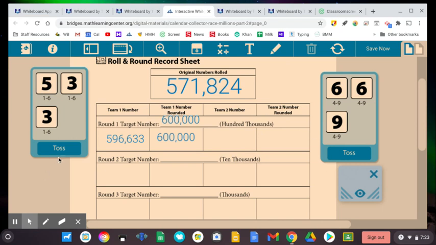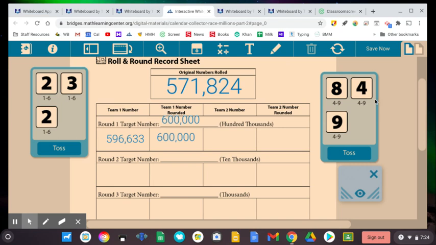Okay, we're going to do our rolling of our numbers. Here are the numbers, and we want to create a 6-digit number that we can round to 600,000. I want you to look at this.